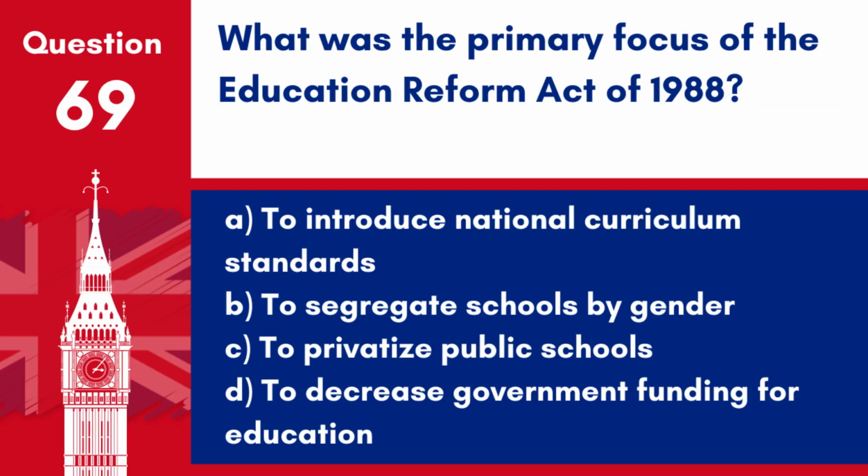Question 69. What was the primary focus of the Education Reform Act of 1988? A. To introduce national curriculum standards. B. To segregate schools by gender. C. To privatise public schools. D. To decrease government funding for education.